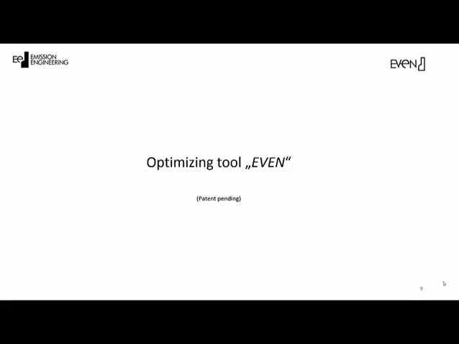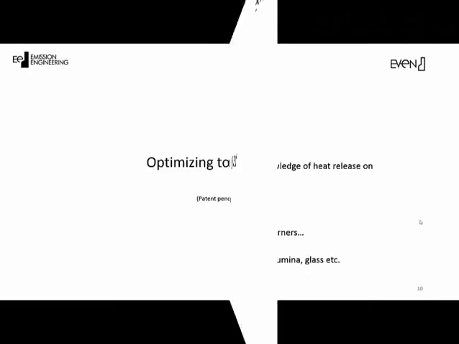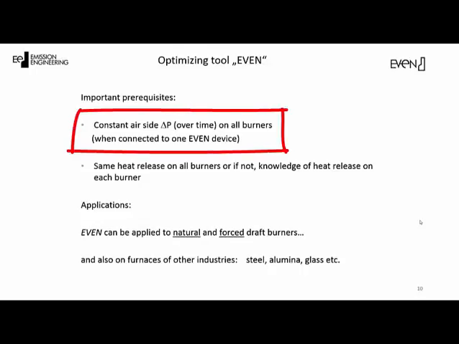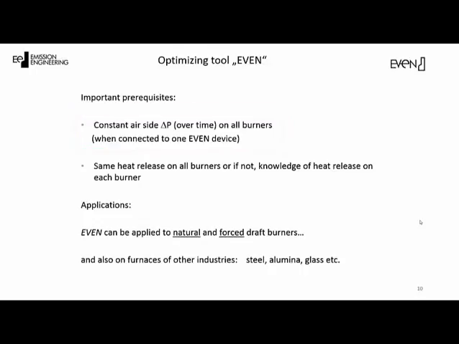The optimizing tool we will use is called EVEN and was developed by us at Emission Engineering. The system is currently under patent pending status. Before we start, there are two important prerequisites that must be met so that EVEN can work properly. All burners connected to an EVEN system must have the same airside pressure drop at the same flow rate constantly over time. We will explain on the next slide what this means.